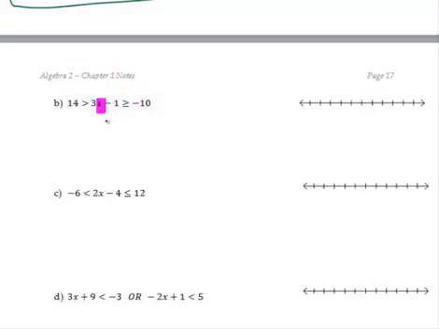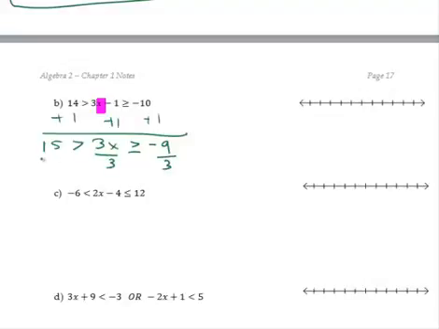So we're going to move that +1 over, but that means we have to do it to all 3 sides. So pay attention. That's an important thing. This side, the middle, and the other side. So we get 15 greater than 3x greater than or equal to -9. We have to get the x by itself, so we'll divide by 3, but again, to all 3 sides. I'm going to move my work up top. 15 divided by 3 is 5, is greater than x is greater than or equal to -3.